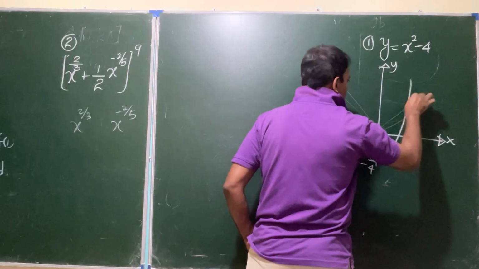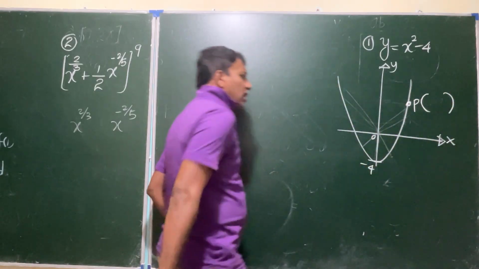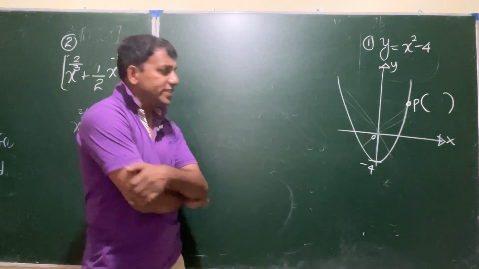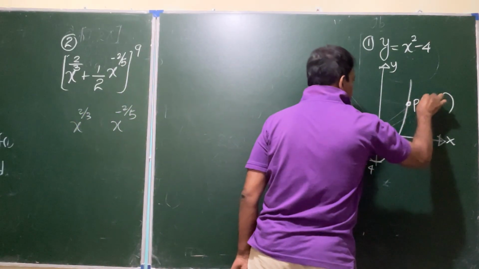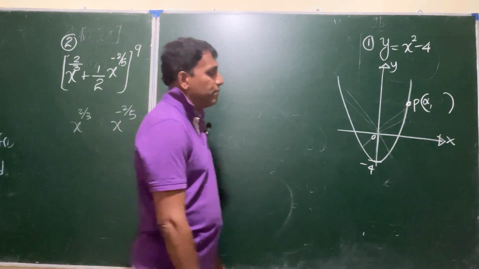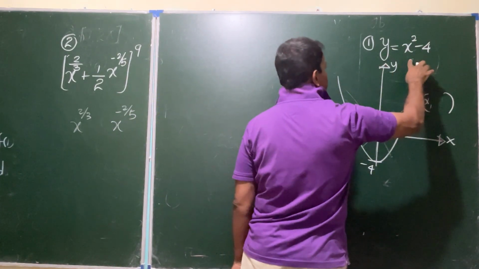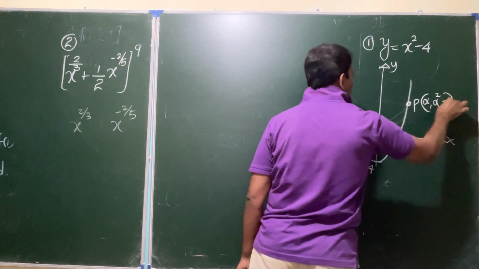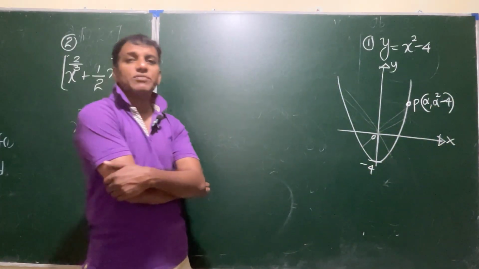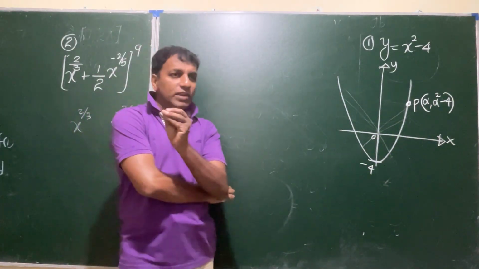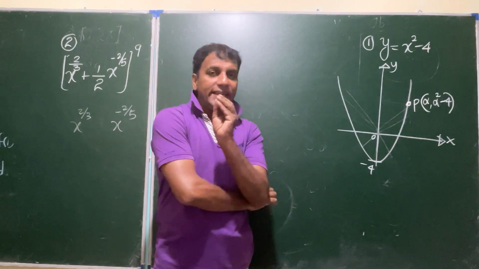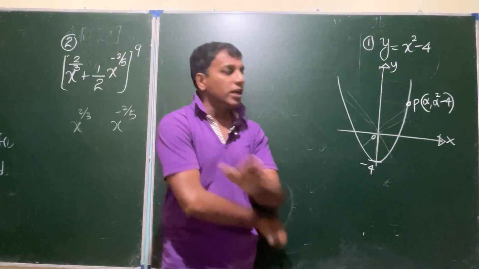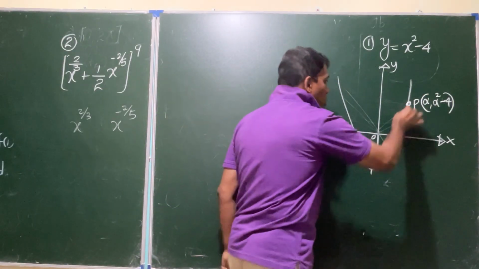Can I take a point, say P? Write a general coordinate of the point P. P is on the curve. What are the coordinates? If I take x as alpha, what is y? You can apply here. If x is alpha, y is alpha squared minus 4, right? Therefore, now I should find what alpha is. For the minimum distance, what is the value of alpha? Then if you know the value of alpha, the answer is OP.